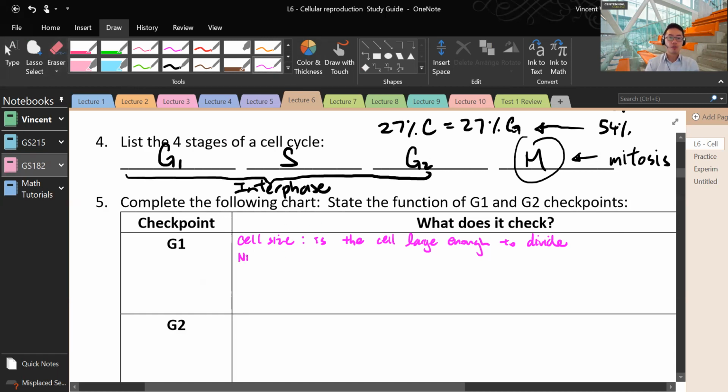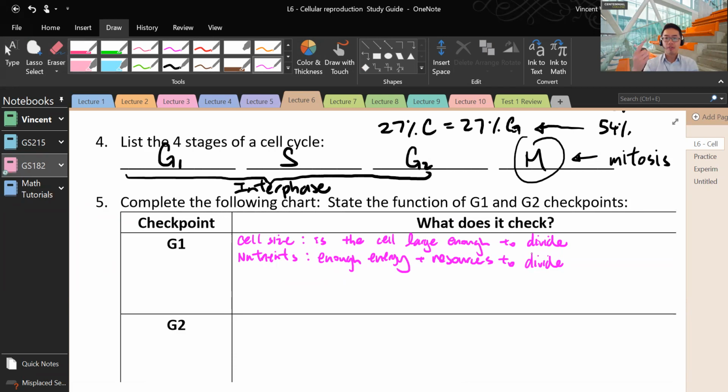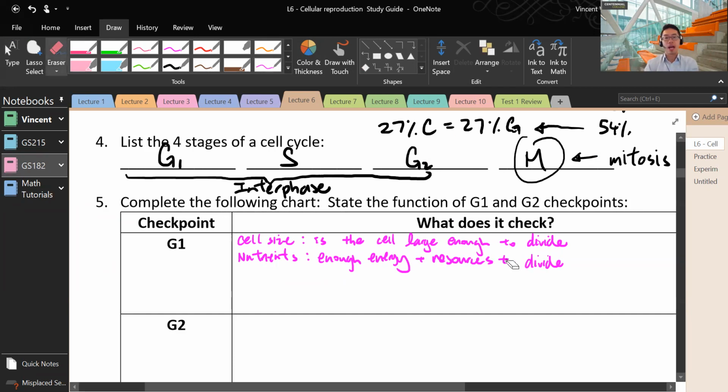Okay, you're going to check for nutrients, right? Is there enough resources, enough energy plus resources to divide? Okay, you're going to be doubling all your genetic material. Do you have enough nucleotides, right? Do you have enough ATP, right? To kind of fuel this process, right? If you don't have enough of either, then it's not a good idea to divide at this point.